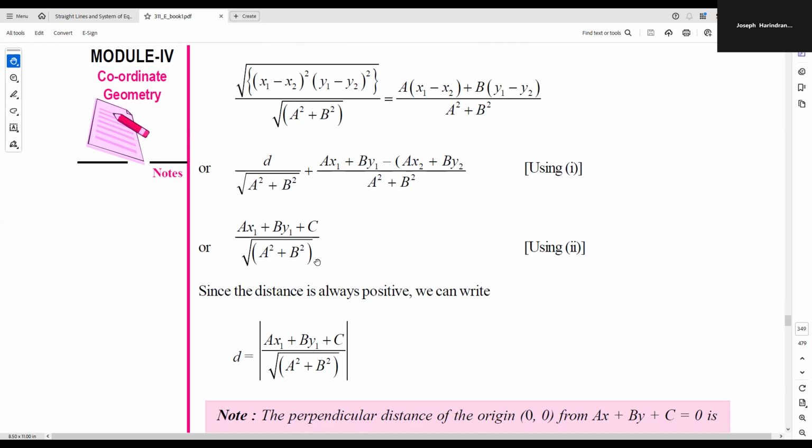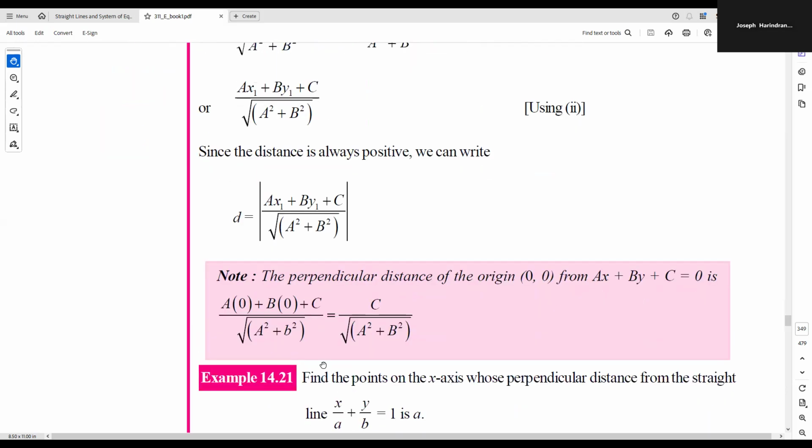We always take the positive sign because we take the modulus, because the distance cannot be negative. So this is the distance, small d, equal to modulus of Ax1 plus By1 plus C by square root of A squared plus B squared. And if you take x and y as 0, the origin, it will be C by root of A squared plus B squared, because x and y are 0, 0. So this equation gets reduced to C by root of A squared plus B squared, the perpendicular distance.